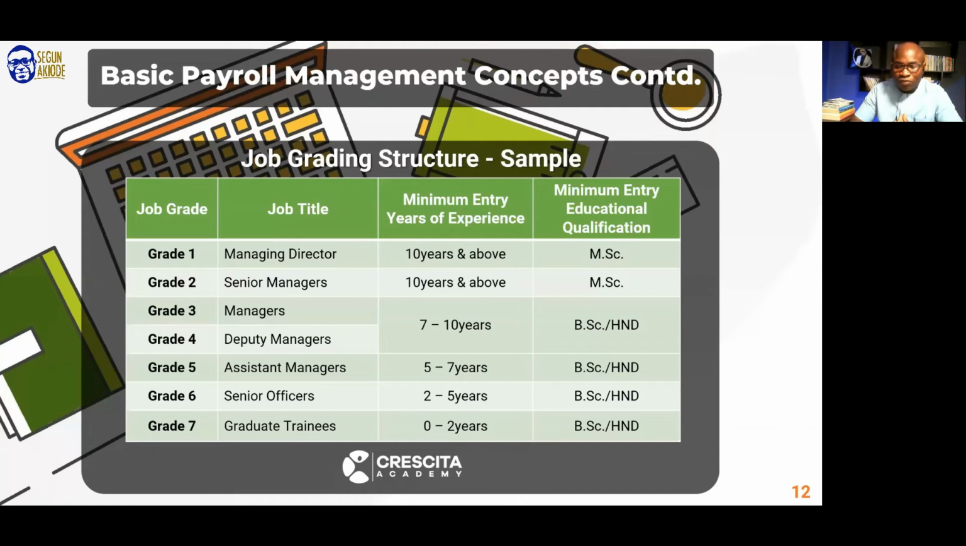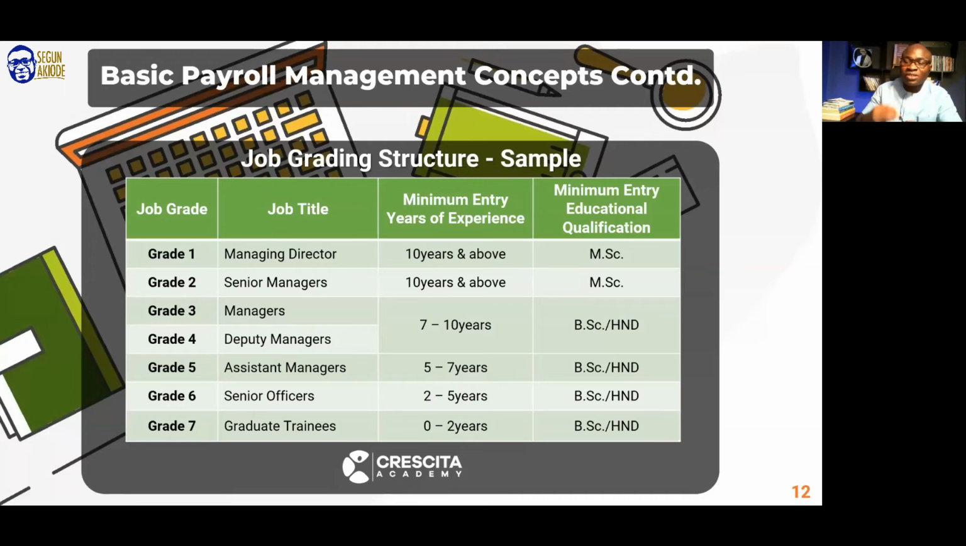So you have entry-level graduate trainees that come in at 0 to 2 years, minimum entry. Then you have your educational qualification of a BSc, minimum of a BSc. Now, you would expect that jobs that are below this would not be at the graduate level. Then you have the senior officer, which is grade 7. The years of experience is stated up to grade 1. And you would agree with me that this would be for a very, very small organization. Now, this is a job grading example.